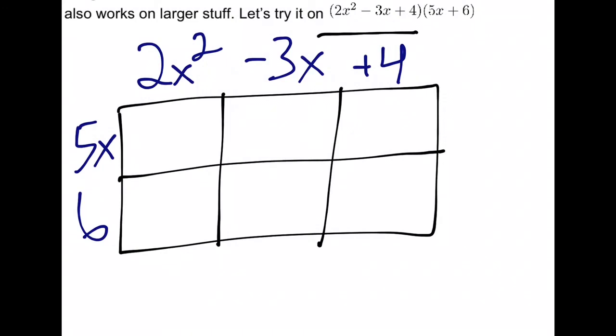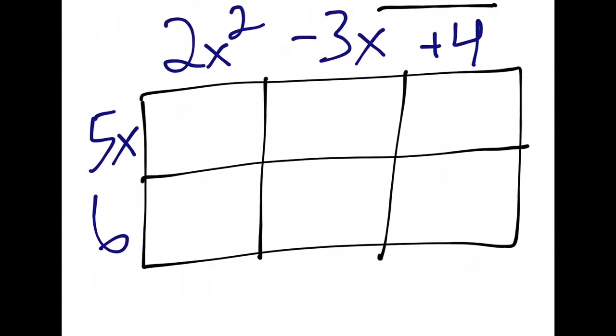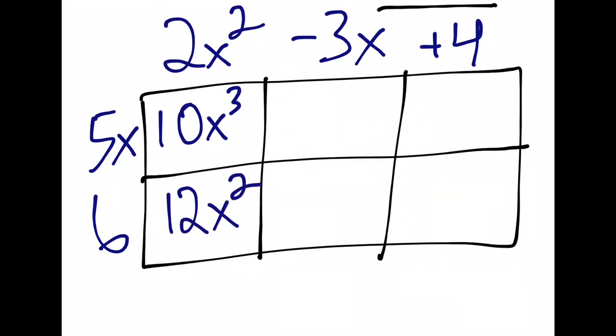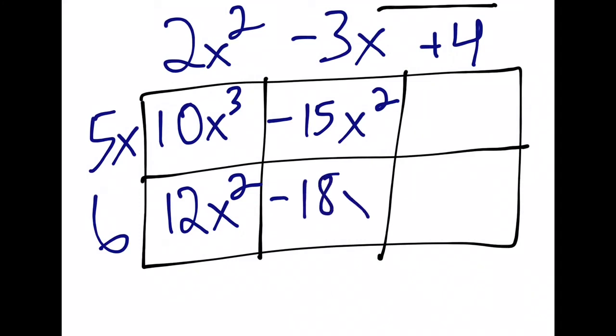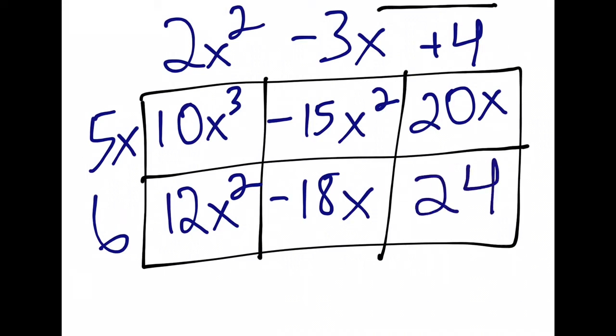To fill in these boxes, I'm going to multiply row by column. So if we follow along, 5x multiplied by 2x squared gives us 10x cubed. 6 times 2x squared gives us 12x squared. 5x by negative 3x, negative 15x squared. 6 multiplied by negative 3x gives us negative 18x. 5x times a positive 4 gives us 20x. And lastly, 6 times 4 gives us 24.